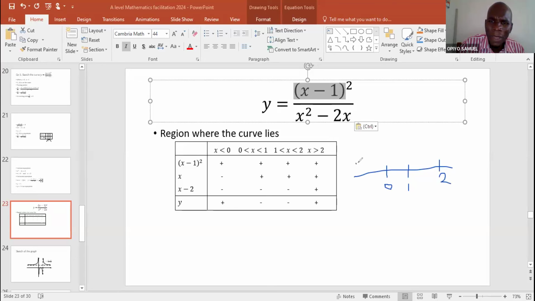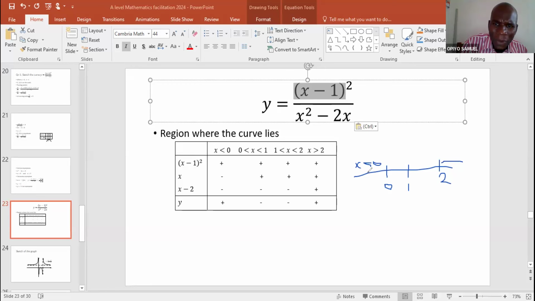So here we shall have x less than 0. Here we'll have x lying between 0 and 1. Here I have x lying between 1 and 2. Then I have x greater than 2, which is here. So this is how we get that.